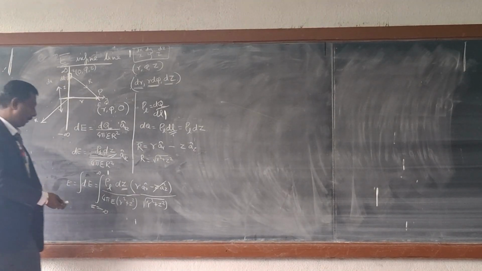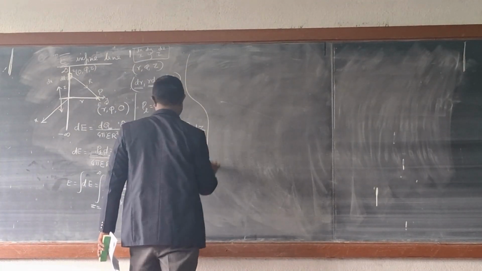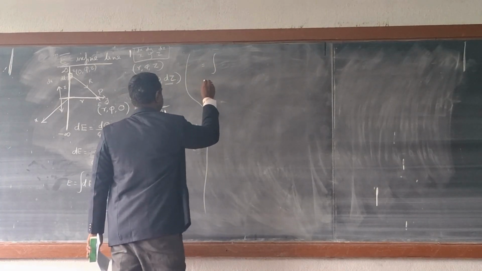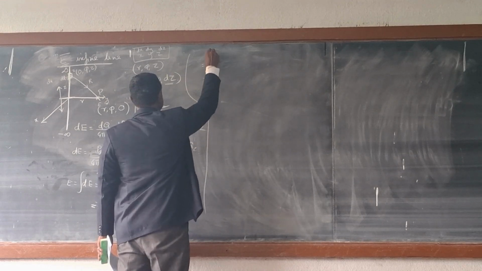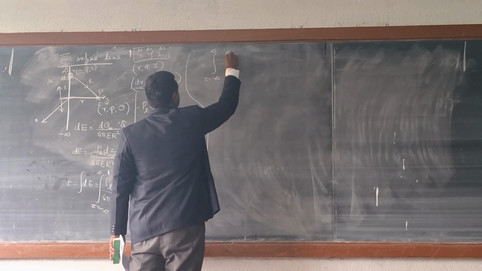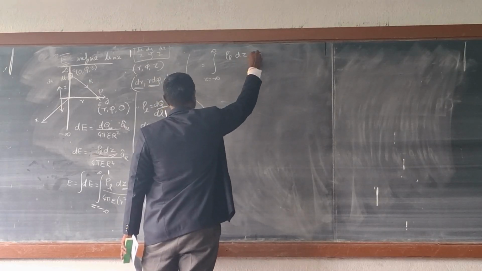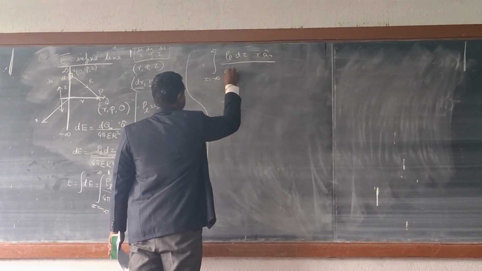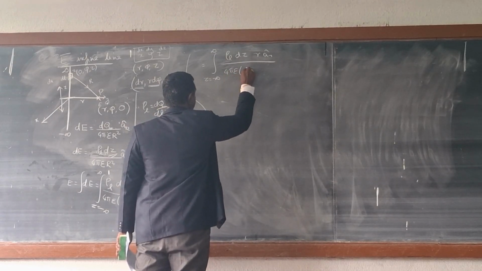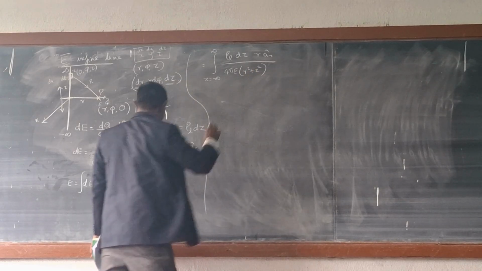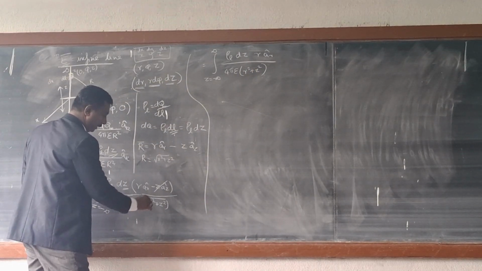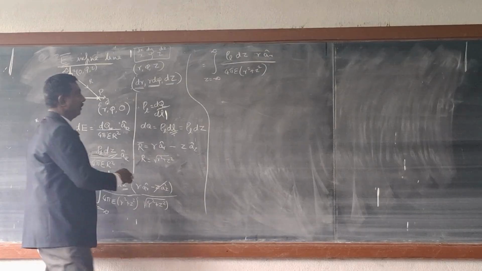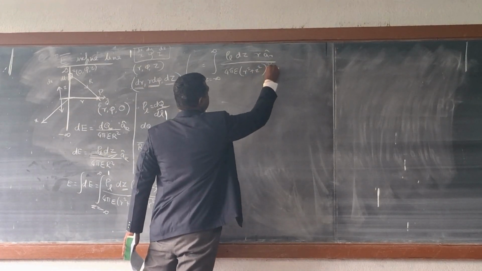So the equation now becomes integral z equal to minus infinity to plus infinity rho L dz r AR divided by 4 pi epsilon r square plus z square. Here we can say it is power 1. Since it is root, it has power 1 by 2. So 1 plus 1 by 2 is 3 by 2.